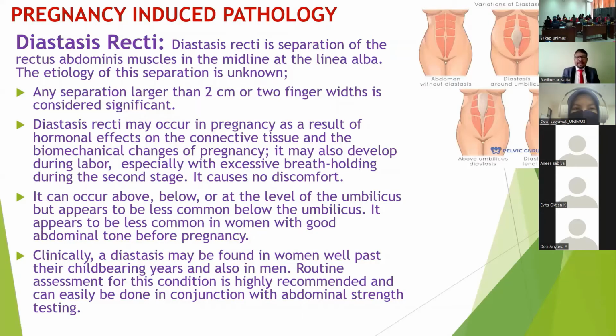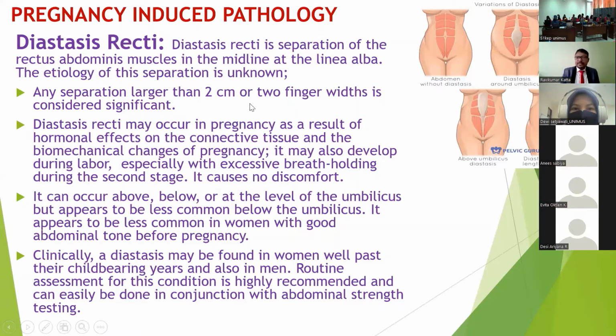Okay, coming to the main important complications during the antenatal and also postnatal period. First one is the pregnancy-induced pathology. Because of the pregnancy, the mother may get diastasis recti.